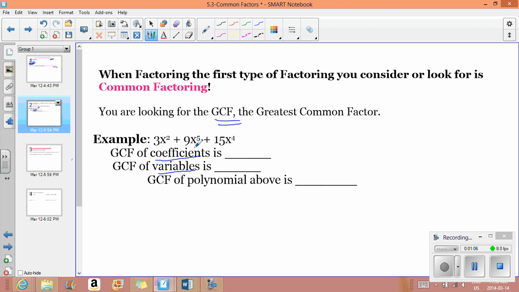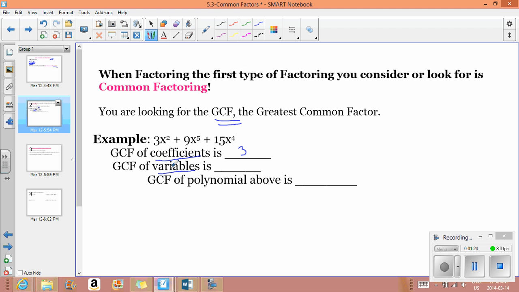So let's say we said 9. Again, we want it to divide perfectly. We do not want fractions or decimals. So if we divide all the terms by 9, 3 divided by 9, that already didn't work. There wasn't enough. So the most that we can factor out of 3, 9, and 15 is 3.